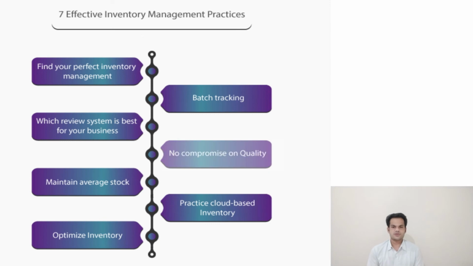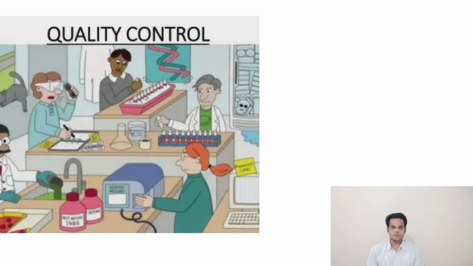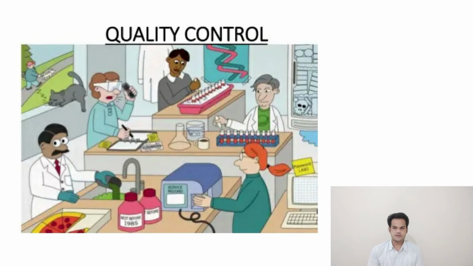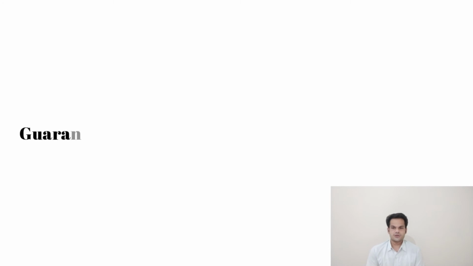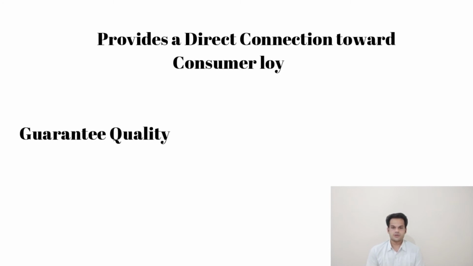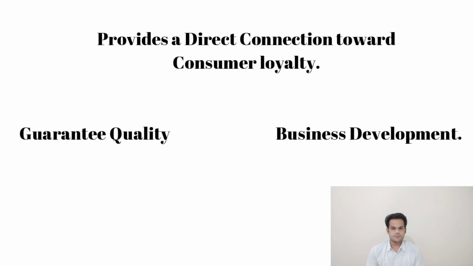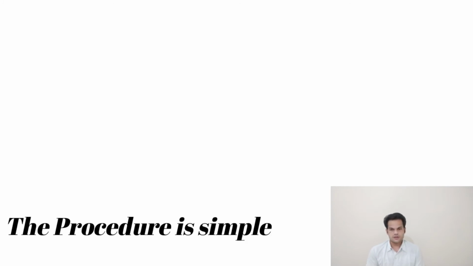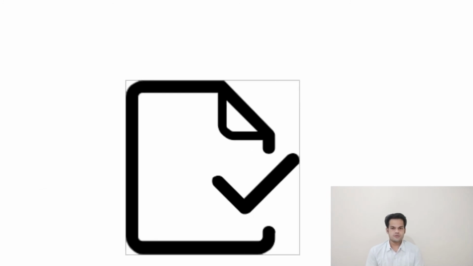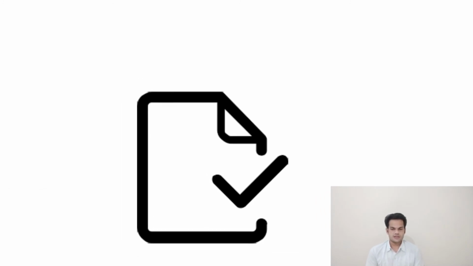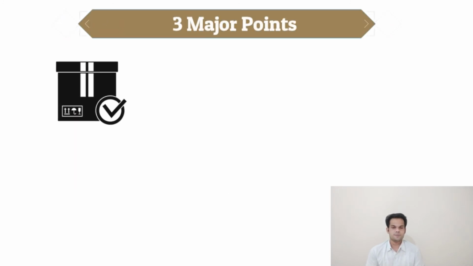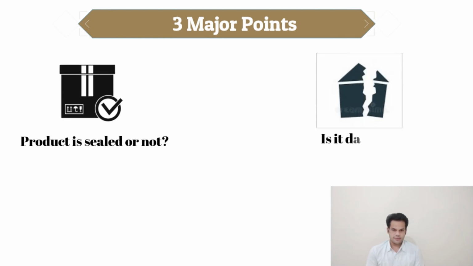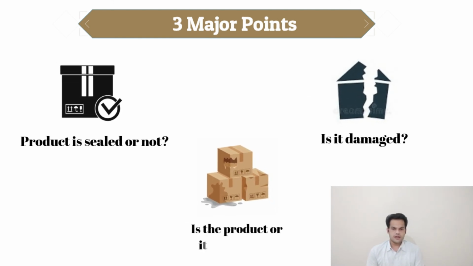Next is no compromise on quality. Quality control is one of the most significant factors in any business, and it should be executed as soon as possible. Having a procedure to guarantee quality provides a direct connection towards customer loyalty and business development. The procedure is simple and you can start it as quickly as you can. All employees have to do is check all the goods they received. They can look for three major points such as date of expiry if applicable, whether the product is sealed or not, whether it is damaged, and whether the product or item is leaking.